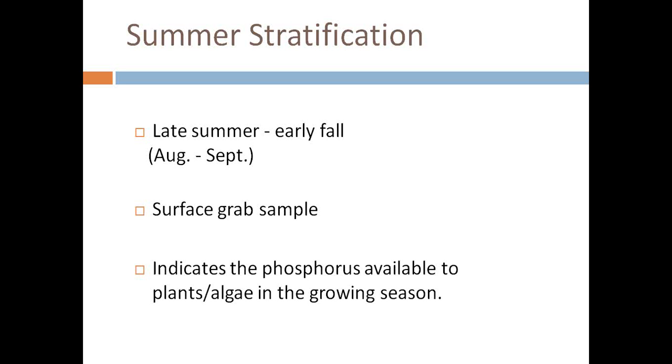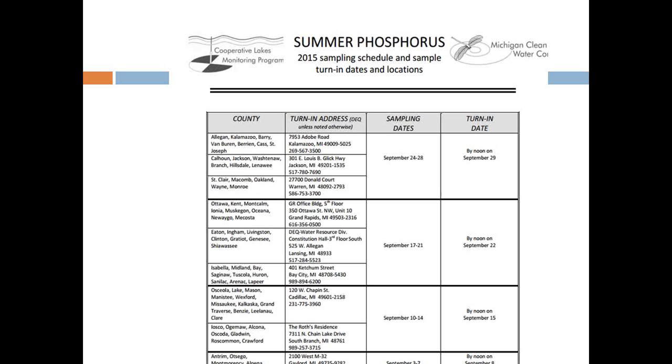So when we take this summer sample, we're going after the phosphorus available to the plants and algae in the growing season. There'll be a second schedule for summer phosphorus. And this one is a little more particular. Depending where you are in the state, you'll have a different sampling date and a different turn-in. Once again, you have to turn the sample in frozen. It has to be before noon, and then on the date given, which varies. And once again, you have to make other arrangements with that location if that particular date doesn't work for you.